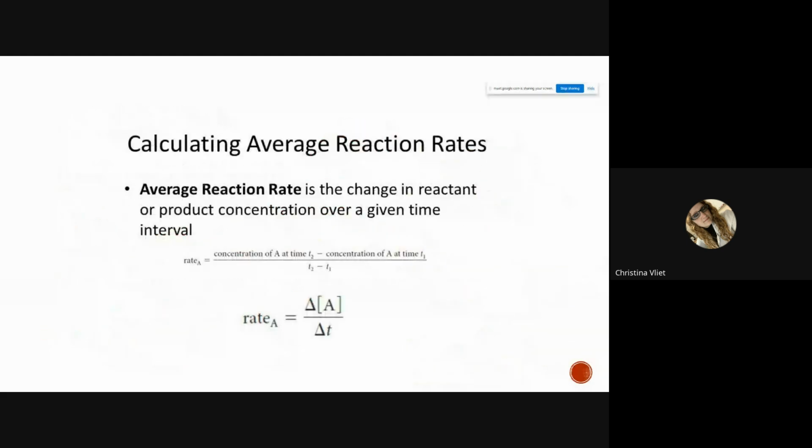Next thing, you need to be able to calculate what's called an average rate of reaction. Average means an average over time. In order to calculate an average rate of reaction, you will need to read this from a graph. So this will need to be determined from a graph. And the way that you do this is you calculate the change in concentration over time. So that's we're going to call delta A over delta T.